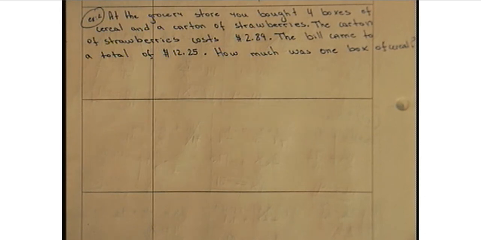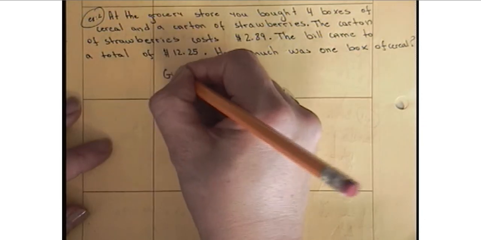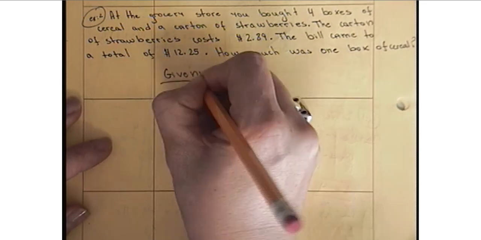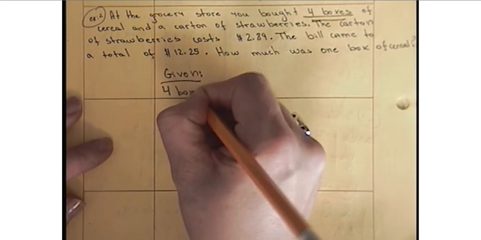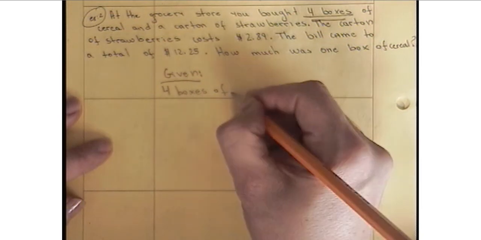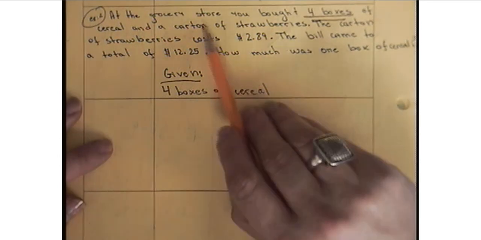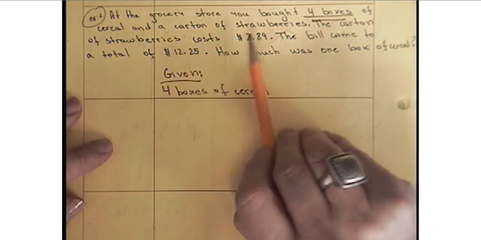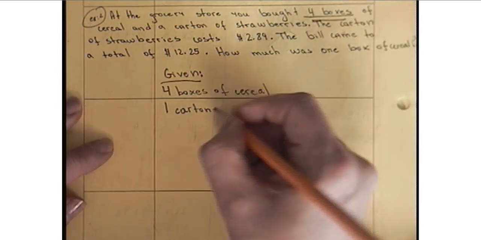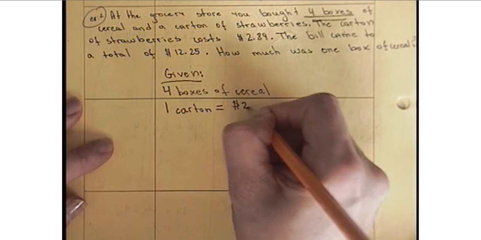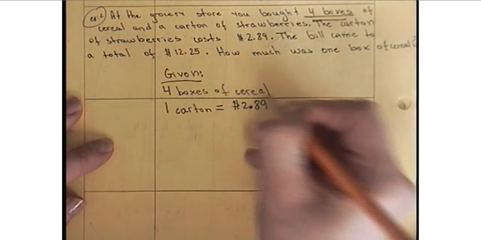So let's write given. I would say when you are working with word problems, write down given. Given means what do we have already as information. So as information, we know that we have 4 boxes of cereal. Also, we have a carton of strawberries. The carton costs, so 1 carton is equal to $2.89. This is the cost.